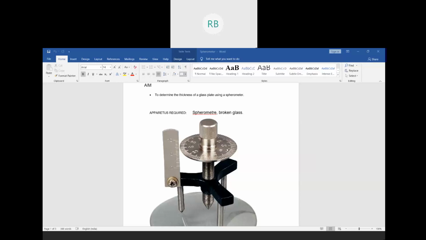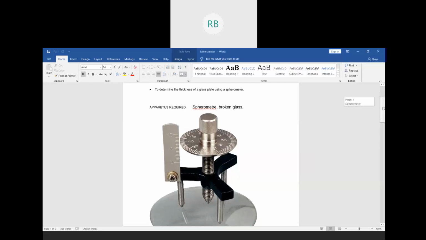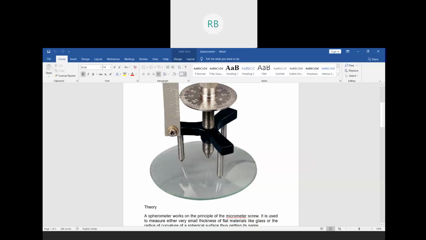Okay, clear up to this? Is there any doubt? Okay, after that, what we have to do, we just need to record the division in which it is touching.